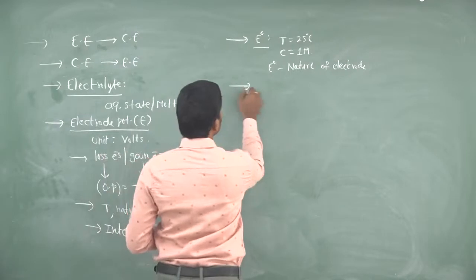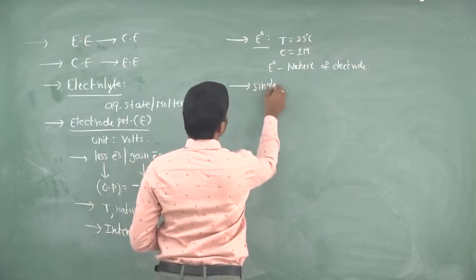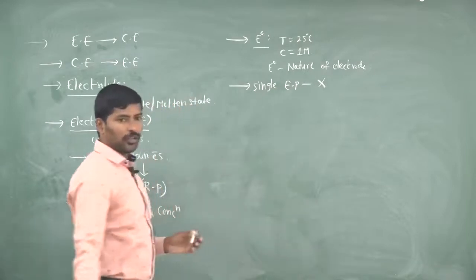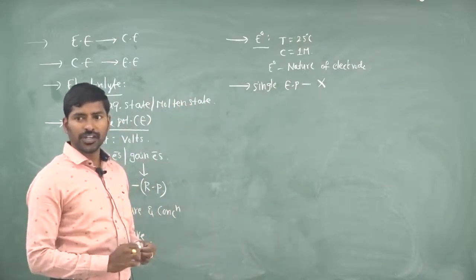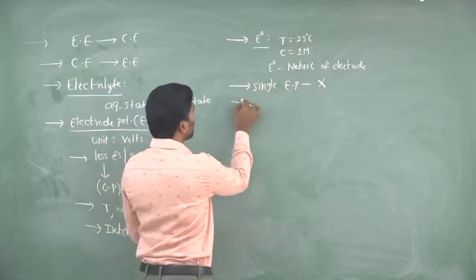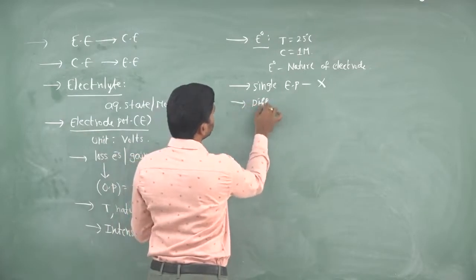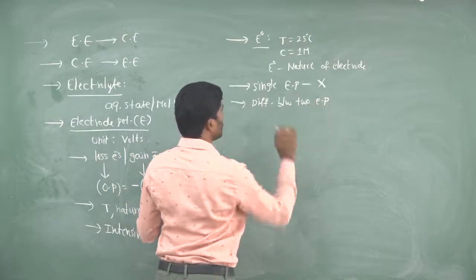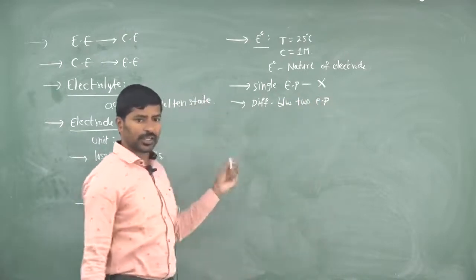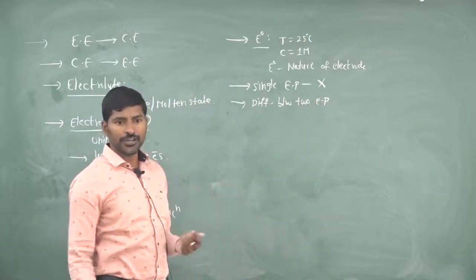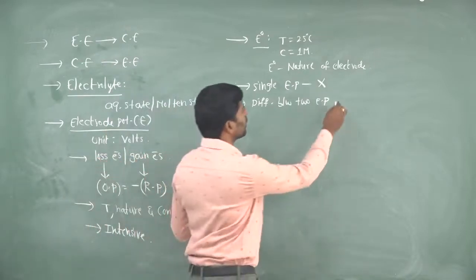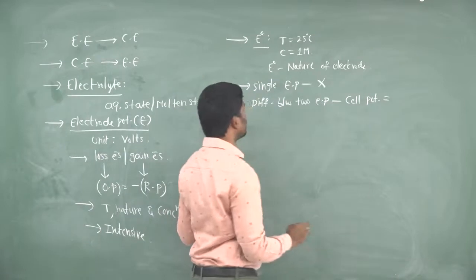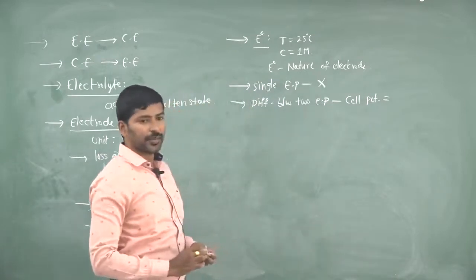Next one, is it possible to determine single electrode potential? It is not possible to determine single electrode potential experimentally. We can calculate only the difference between two electrode potentials. The difference between two electrode potentials we can calculate by using a potentiometer, and that is called cell potential or cell EMF. The difference between two electrode potentials we can determine experimentally.